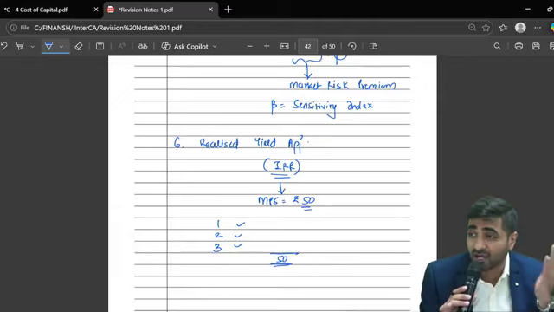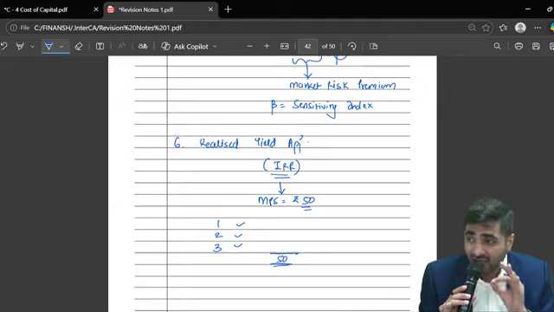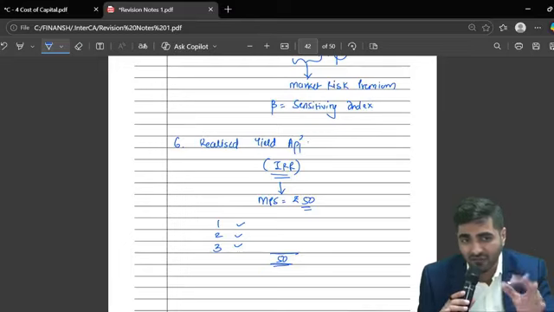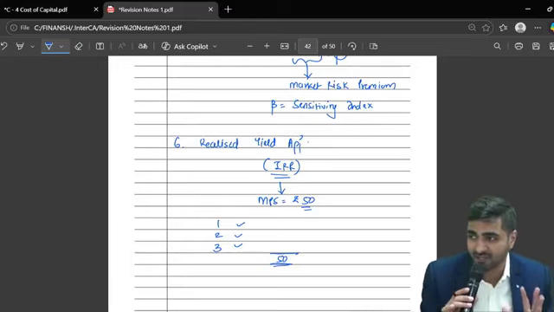What is the CAPM formula, everyone? RF plus RM minus RF, which we multiplied by beta. And when it comes to the realized yield approach, we calculate it using the trial and error method on the basis of IRR. On that basis, we'll be calculating it.